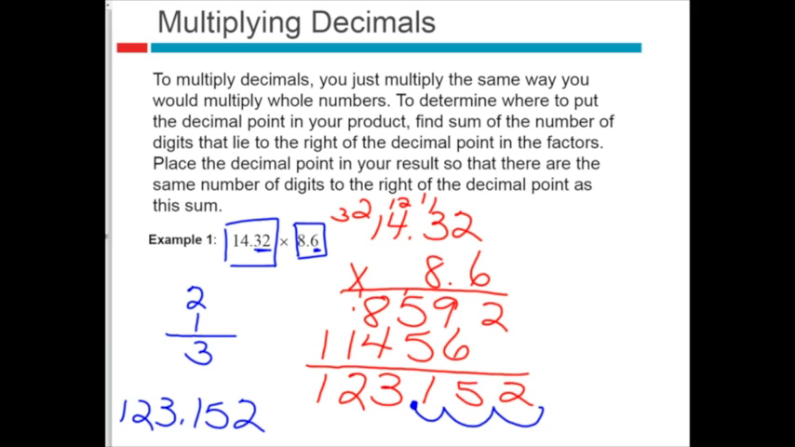If you had more factors, you would continue to add the digits to the right of the decimal so that you would have that new sum to know how many times you've moved the decimal to the left.